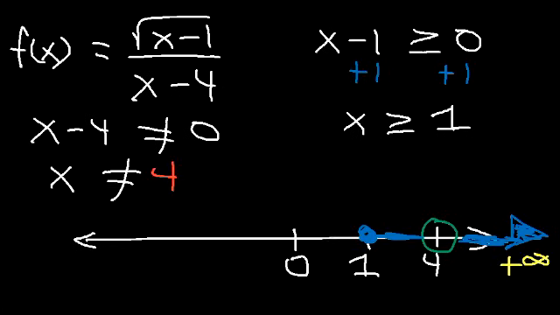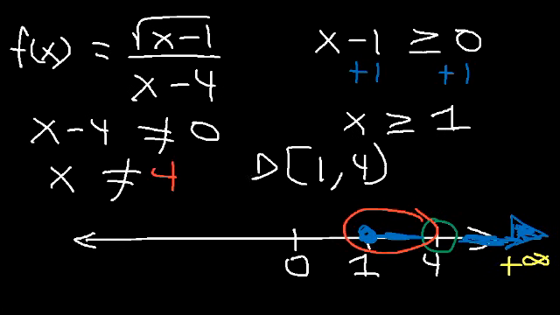So it goes to infinity. So for the first part of the shaded region, the domain is going to be 1 to 4. Since we have a closed circle at 1, we're going to use a bracket. But we have an open circle at 4, so parentheses. And then union, for the second part of the shaded region, this is going to be 4 to infinity. So this is the answer.